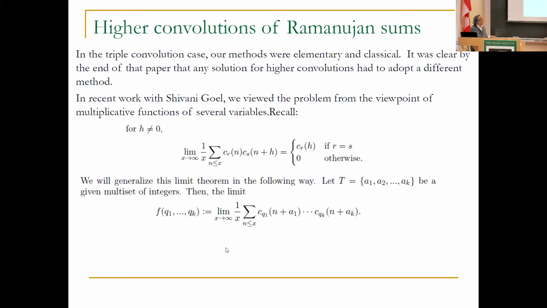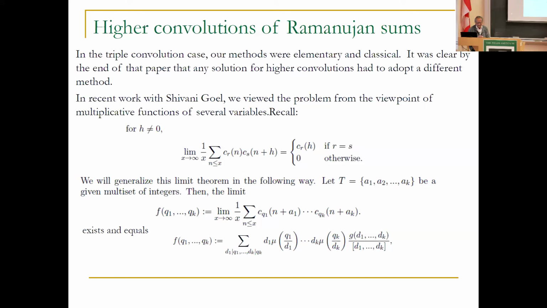So this multiple convolution here is actually a k-fold convolution. And the question is, methods of single variable Dirichlet series are incapable of answering this question. And so you need to go to multivariable arithmetical functions and multivariable Dirichlet series.